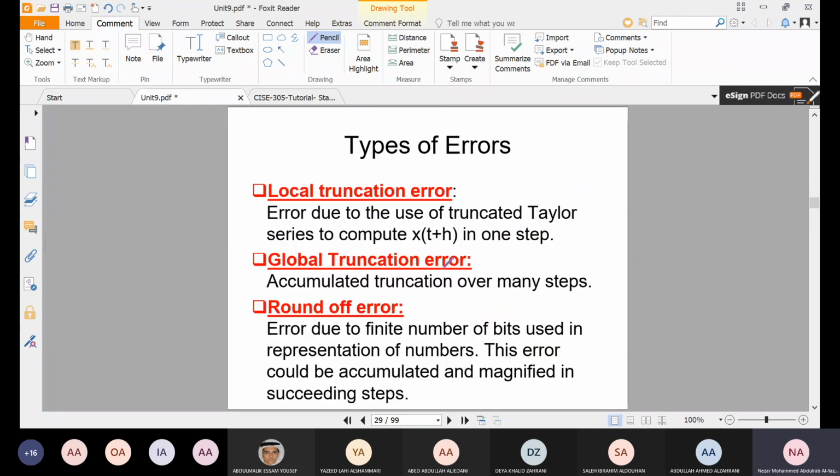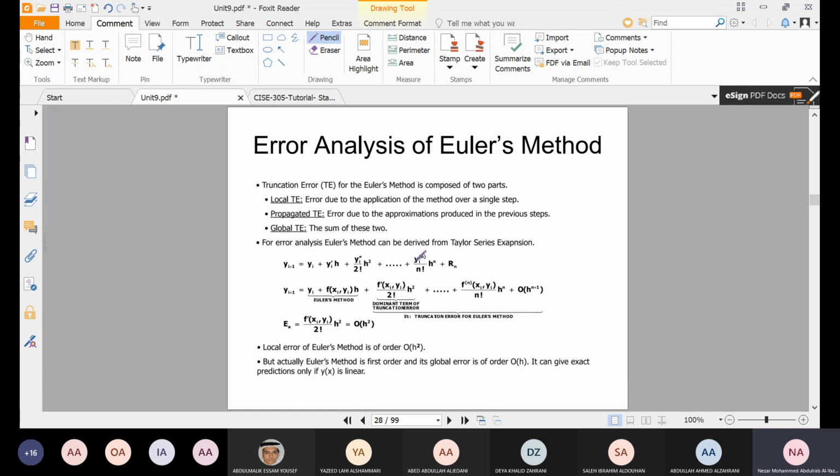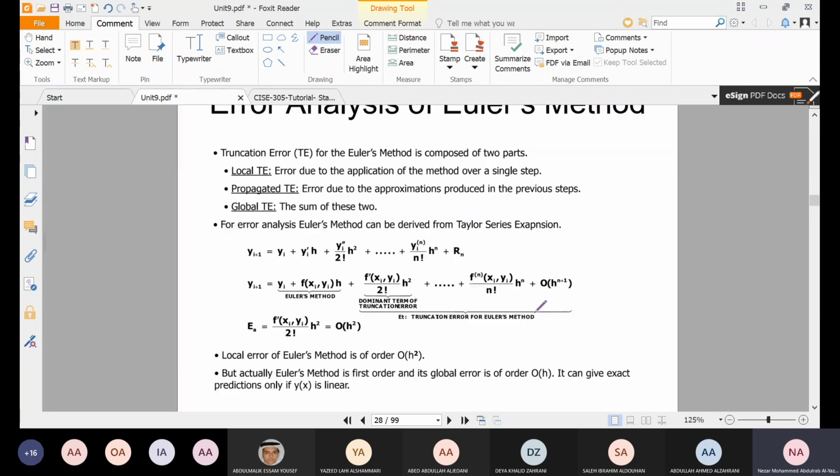The truncation error or the local error is due to the truncated Taylor series. That means when we use the Taylor series expansion, we ask what will be the remainder, what are the terms that we omit? We consider this as the local error. As usual, we also have errors due to round off. If we remember this one, these are the types of errors that we have.